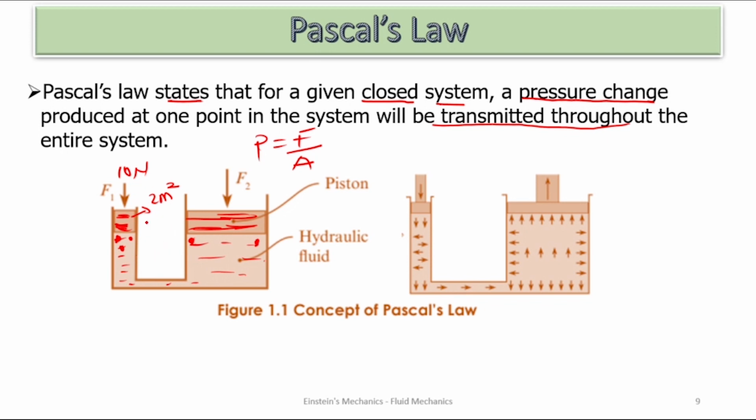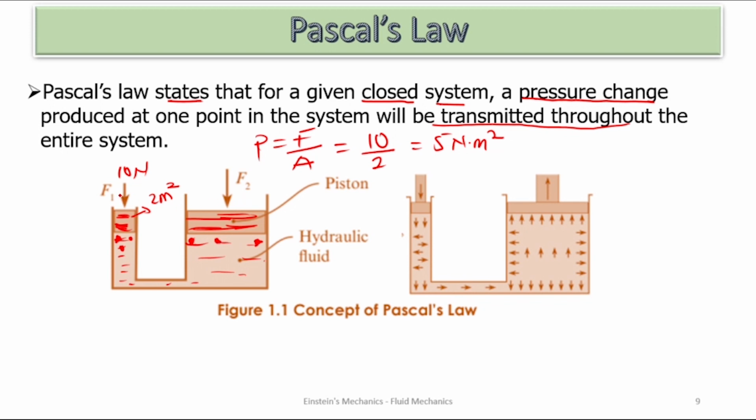Are we good? We are making an analysis of a 2 meter square area. From this, I'm going to introduce a 10 Newton force over the 2 meter square area. That's going to give me a pressure of 5 Newton per meter square. Are we good? So the pressure will be transmitted equally. So here is 5 Newton, here is 5 Newton, this place is also 5 Newton.